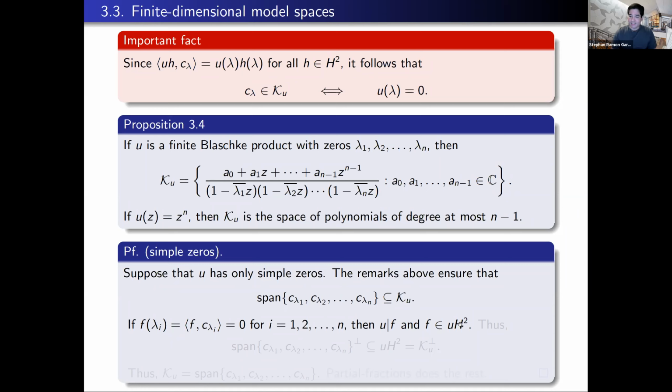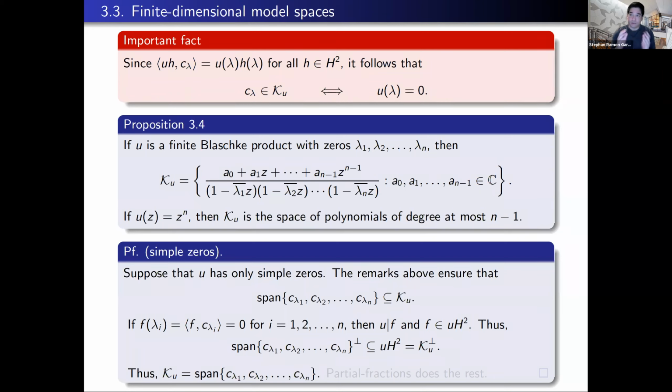And what that tells me is that, oh wait, UH2, that's the orthogonal complement of the model space. Right? That's how you define model spaces. They're the orthogonal complements of subspaces of the form UH2. And so that tells us that the orthogonal complement of the span of the Cauchy kernels corresponding to the zeros of the inner function U is a subspace of UH2. And UH2 is the orthogonal complement of the model space Ku. And so when you take orthogonal complements of this line, you get a containment in both directions. And so you say, the model space Ku is just the span of those n Cauchy kernels.